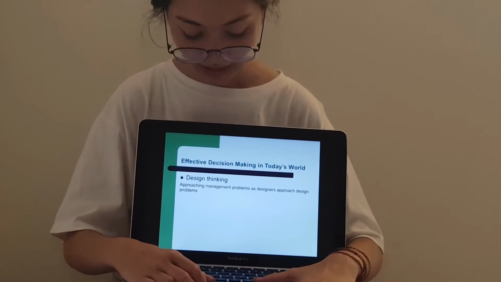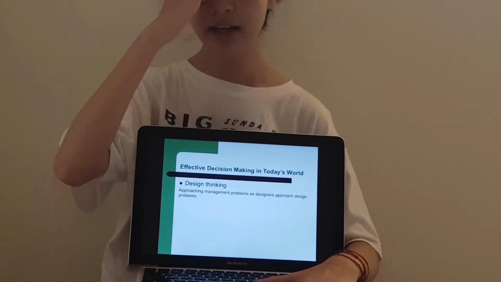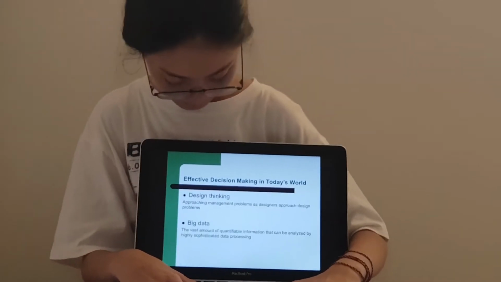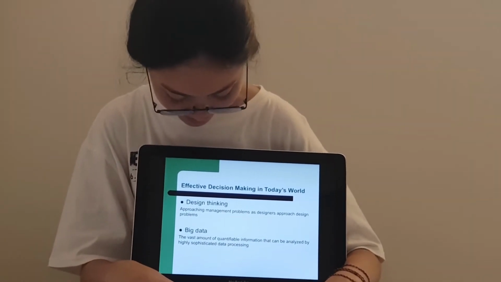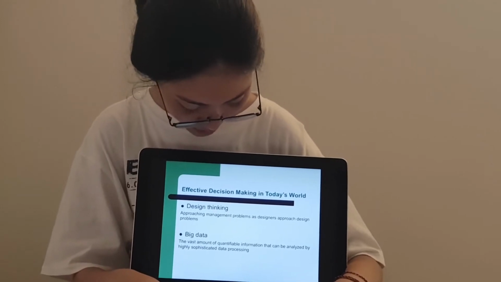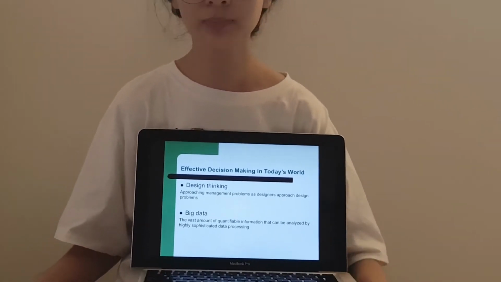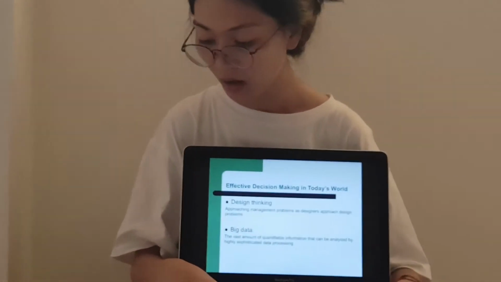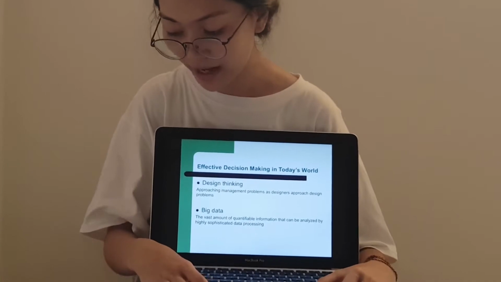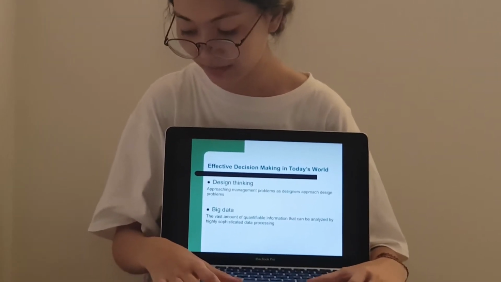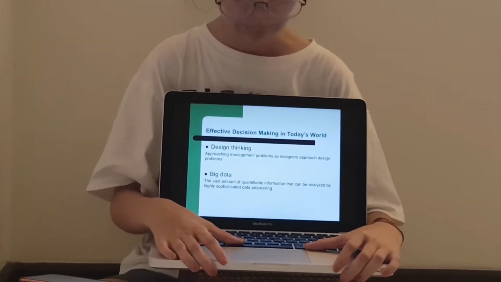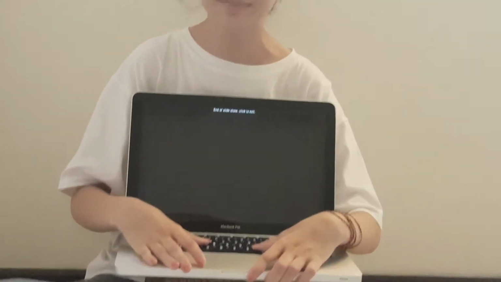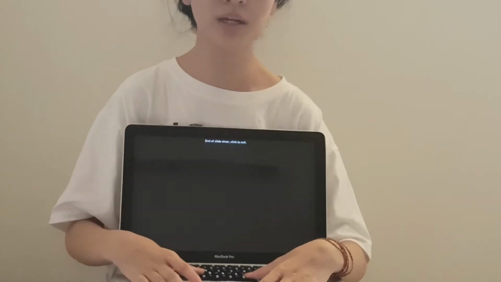And they said that they have to deal with big data. So what is the big data? The big data is the vast amount of quantifiable information that can be analyzed by highly sophisticated data processing. And at the end, I will introduce my teammate, whose name is Coulter, to continue to present.